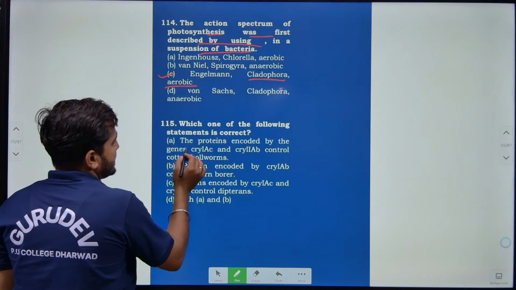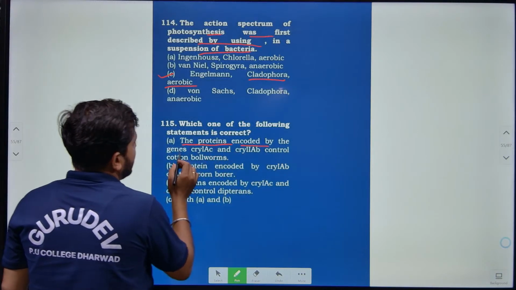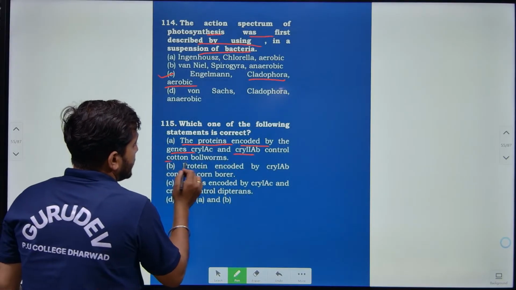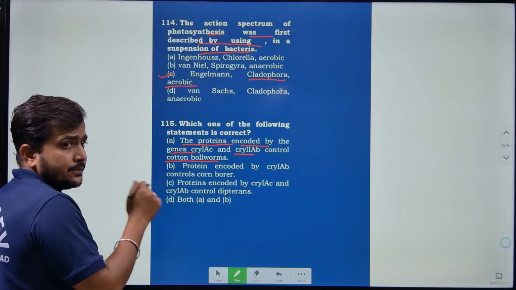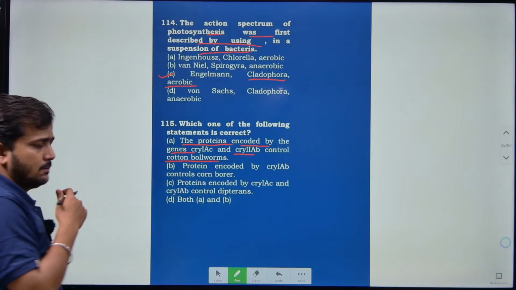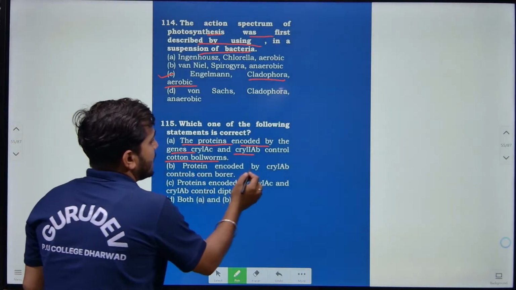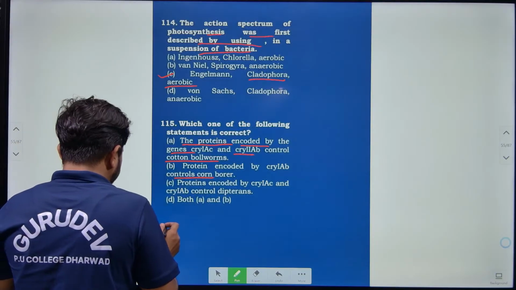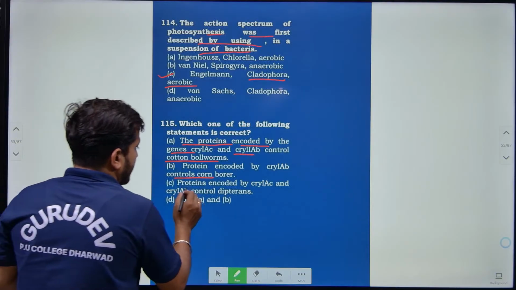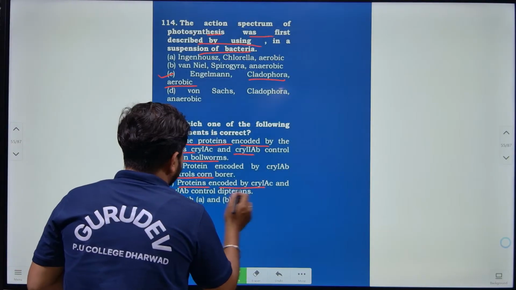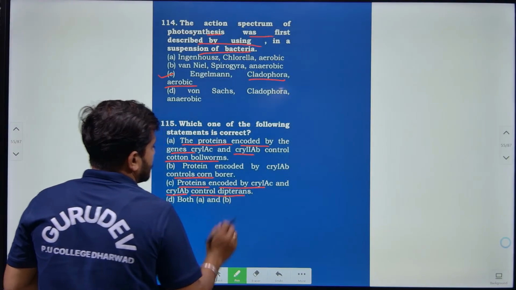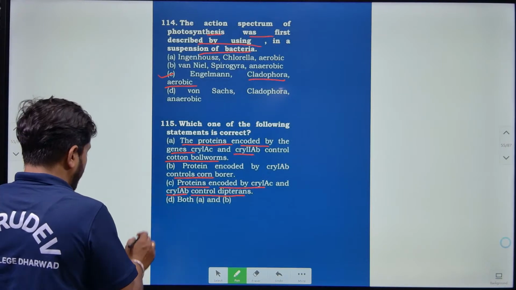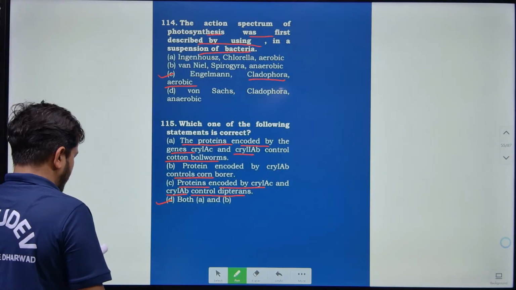Here the first statement says the proteins encoded by the genes cry1AC and cry2AB control the cotton bollworm. Then the protein encoded by cry1AB controls the corn borer. Then the proteins encoded by cry1AC and cry1AB control the dipterans. So both A and B, if you consider, are correct here, right? So we have to find the correct statement.